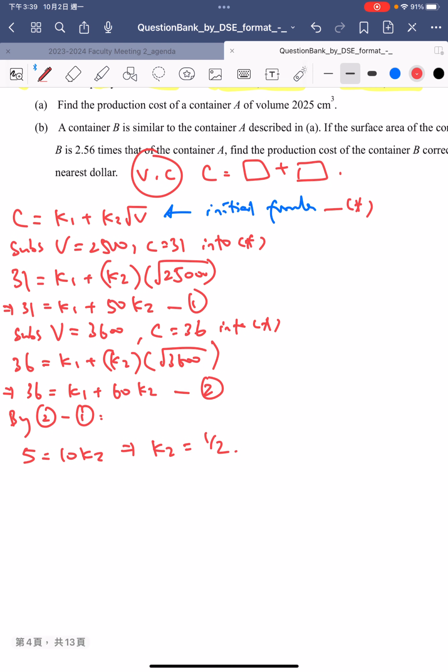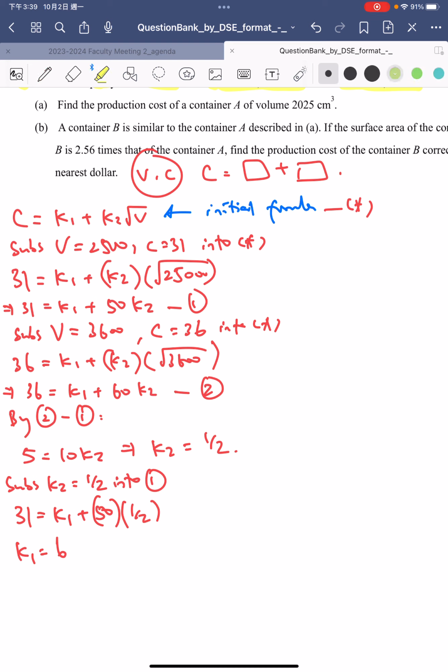After that, we can substitute K2 equal to half into the first equation. Then we have 31 is equal to K1 plus 50 times K2, which is half. Then we can use the calculator to find that K1 is equal to 31 minus 50 times a half. So K1 is equal to 6.